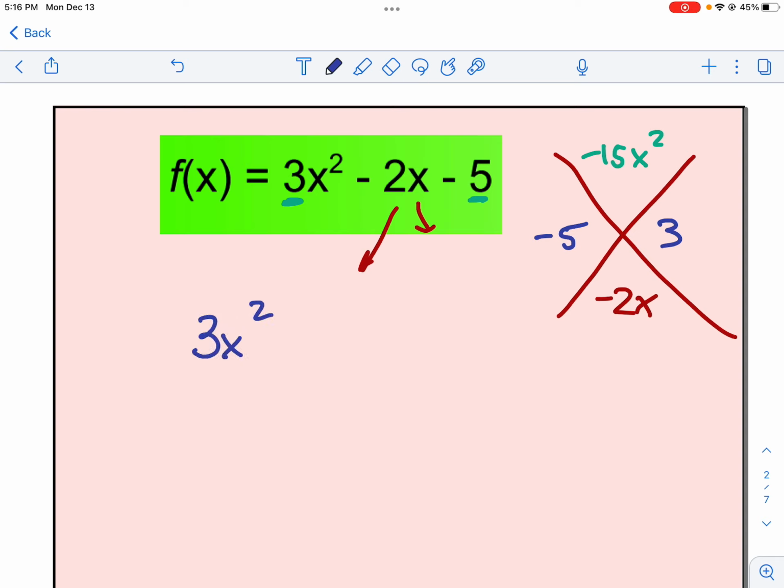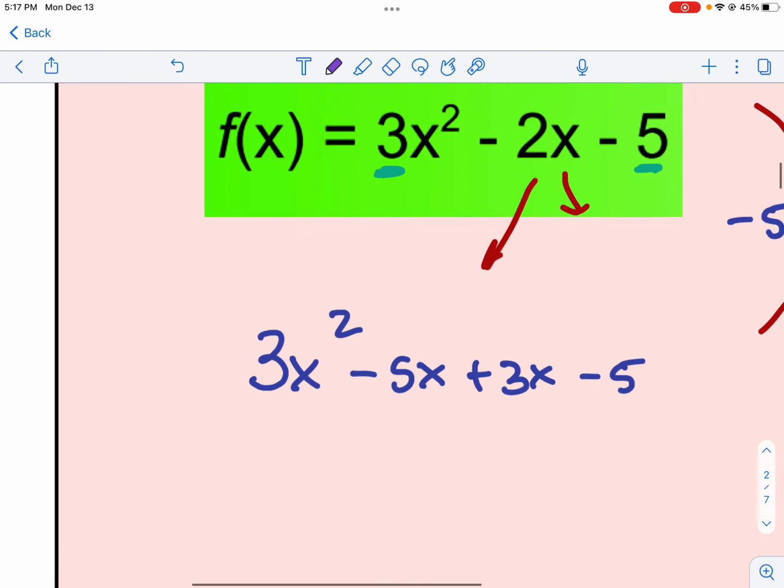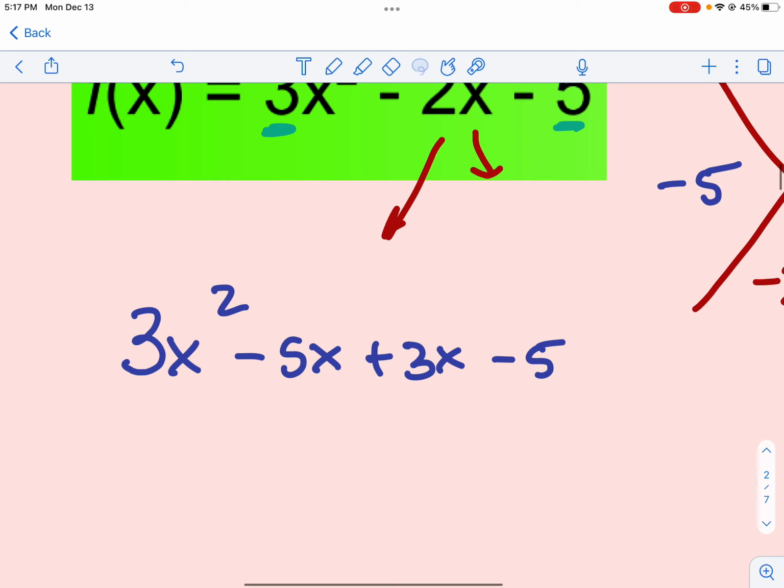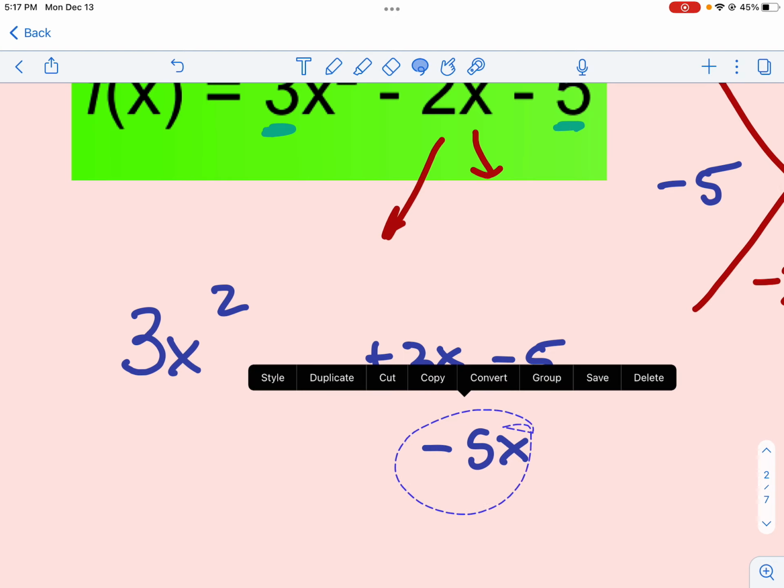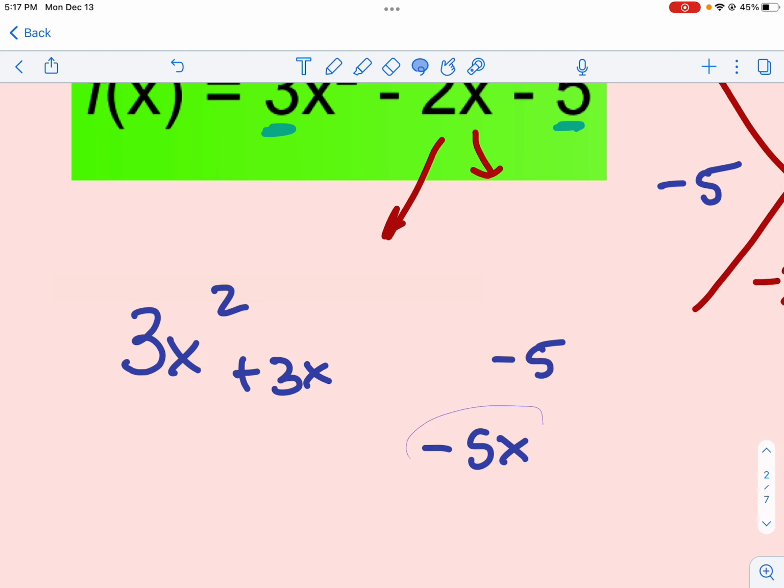So I've got 3x squared minus 5x plus 3x minus 5 here. I've just rewritten my equation slightly, and I've divided or split up, I should say, my -2x into 2 pieces. Now, if you look here, my 2 groups are not quite ready to factor out a common factor, right? Nothing is in common between 3x and 5x. This would be much more strategic or much better if I were to flip-flop these. So you can rewrite these middle terms however you would like.